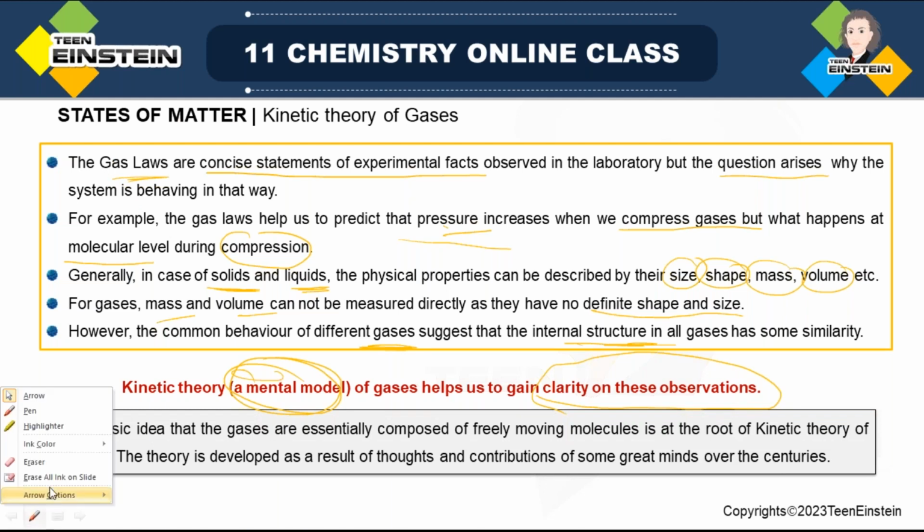The basic idea here is that gases are essentially composed of freely moving molecules. Compared to liquids and solids, where the molecules or atoms are close to each other, in this case the space between individual atoms or molecules is very high. Because of this nature, all gases are essentially composed of individual particles that are freely moving. That is at the root of this kinetic theory of gases.